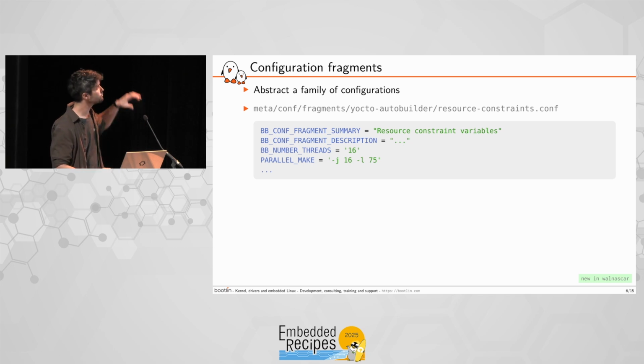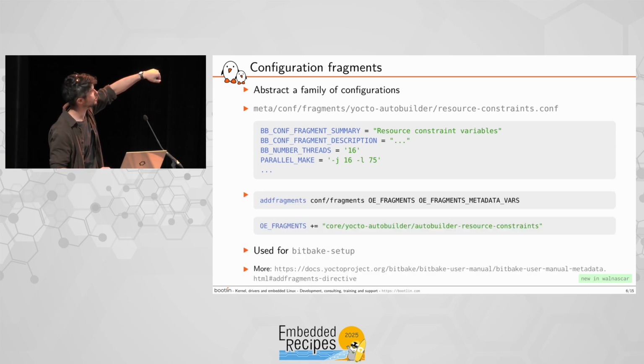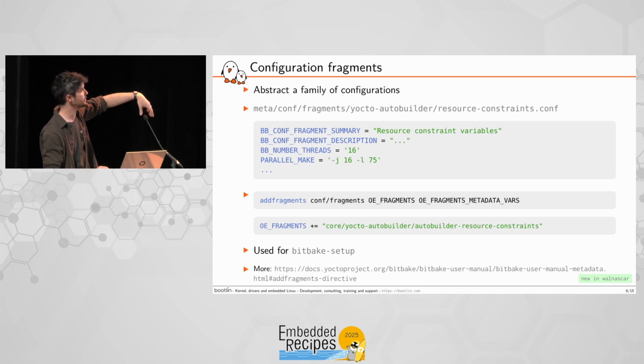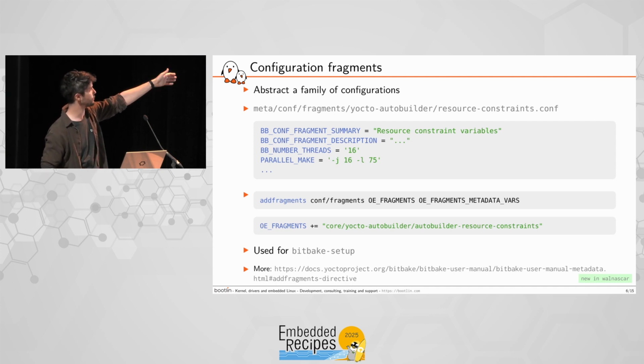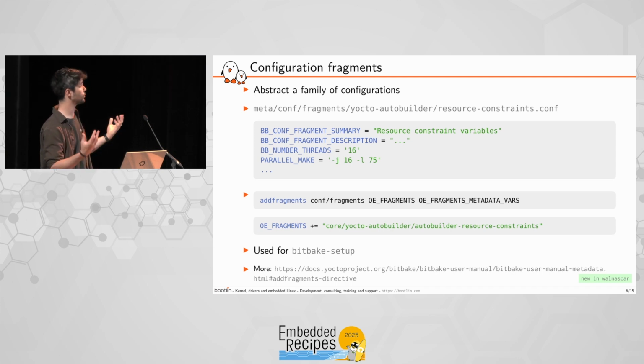And then what you need to do is provide a description and a summary. You need to call add fragments. The syntax is detailed a bit more in the documentation. I don't really have time to explain everything. And then at the end, you want to add the fragments that you want in a variable here. What this will do is simply take these configurations into account and apply them for your build.